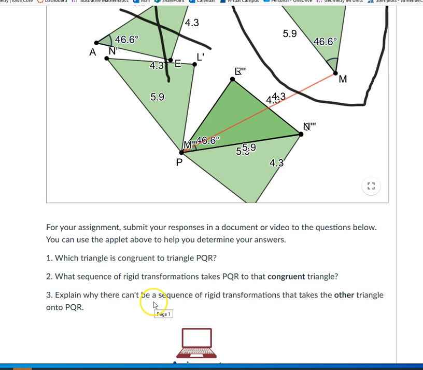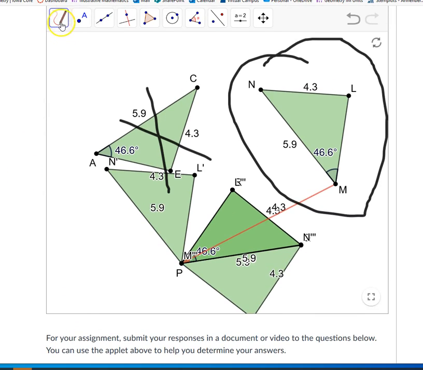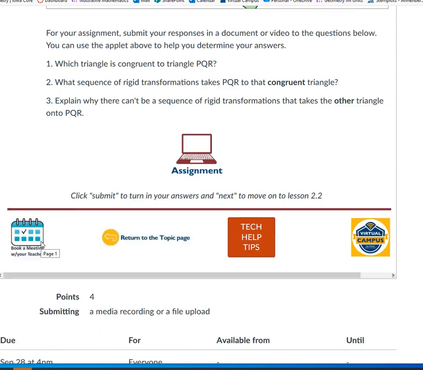Explain why there can't be a sequence of rigid transformations that takes the other triangle onto PQR. Well, I think we kind of went over that. We went through those rigid transformations and showed that there were some sides that didn't match up.